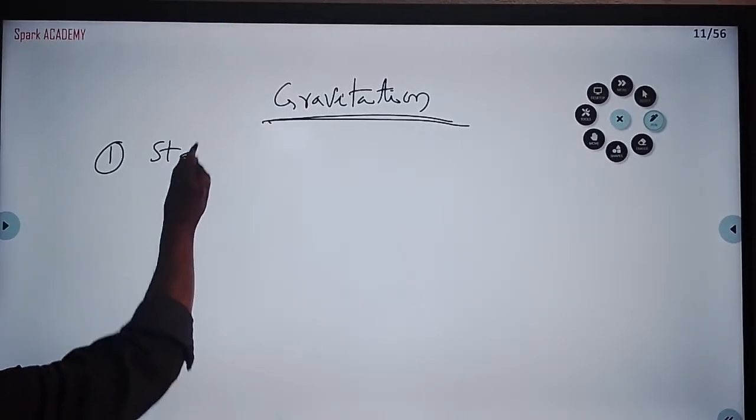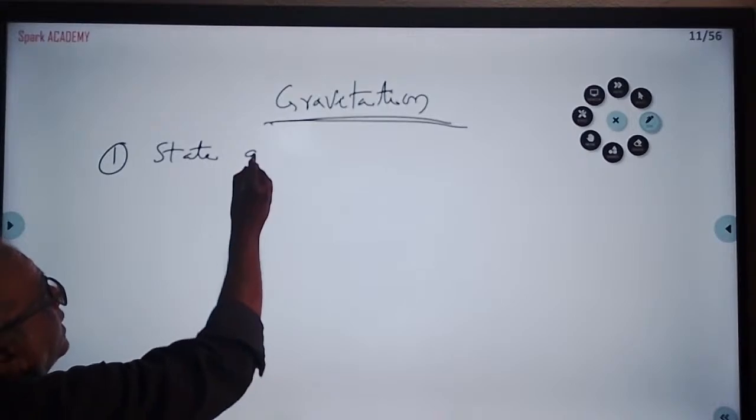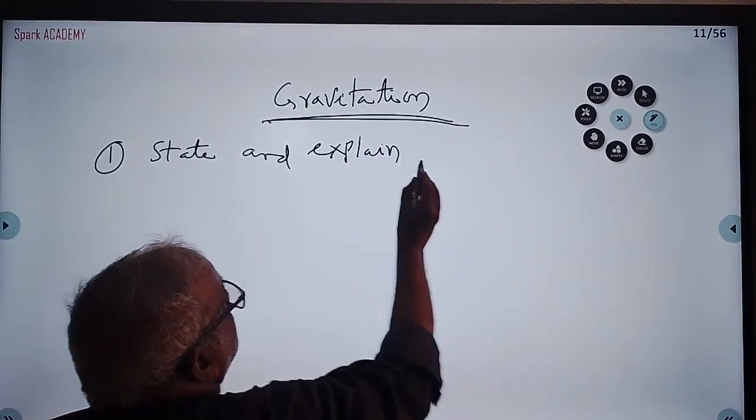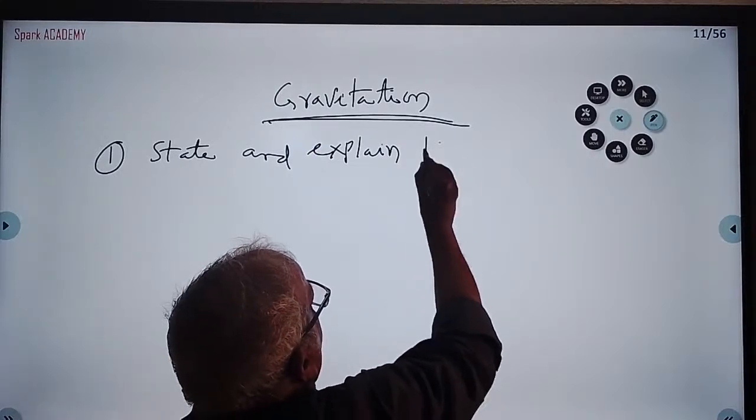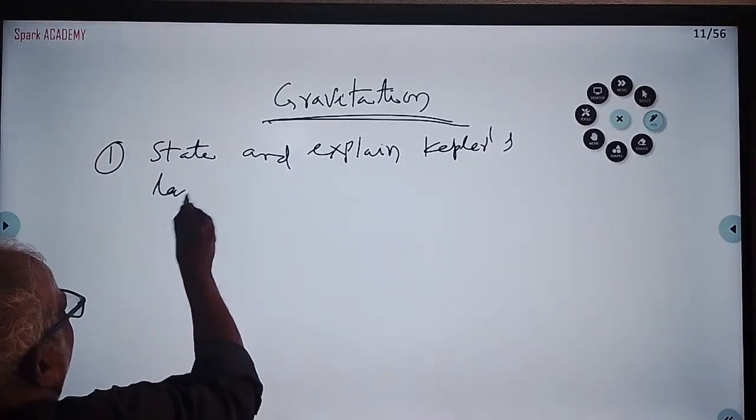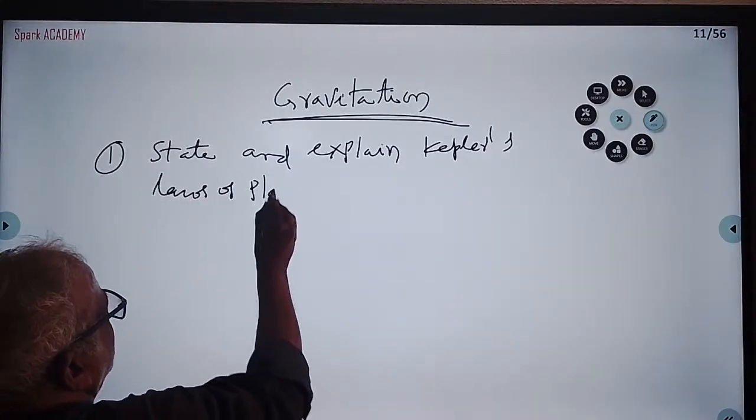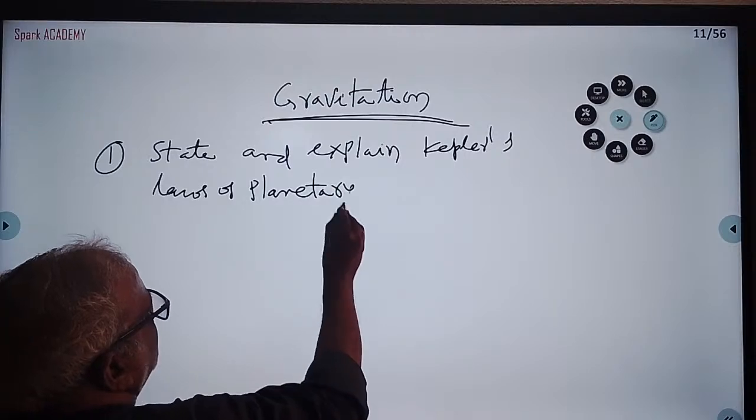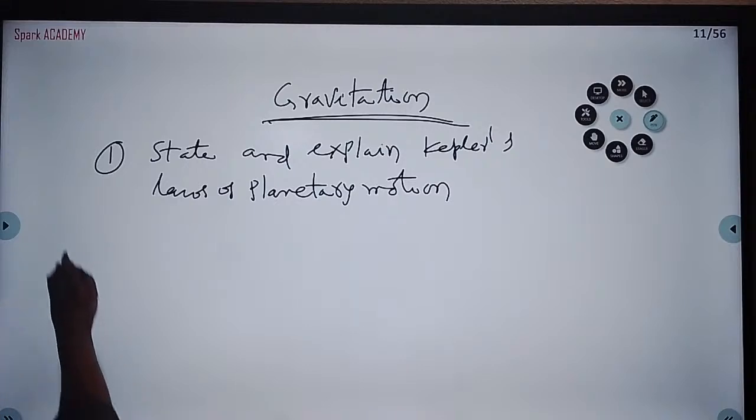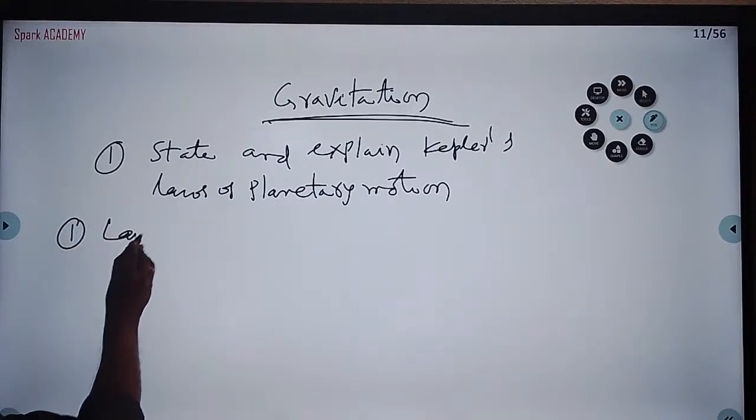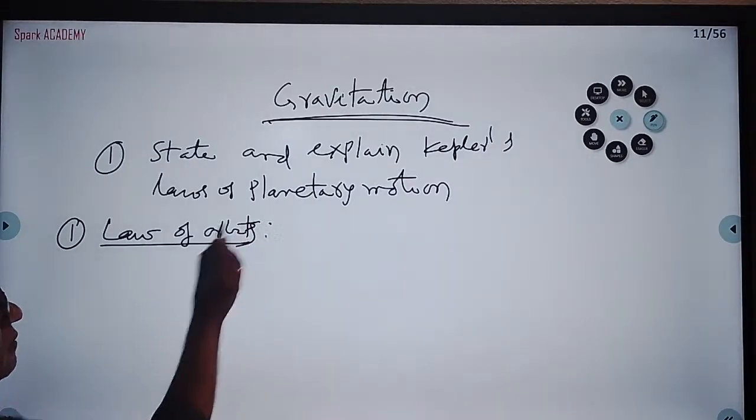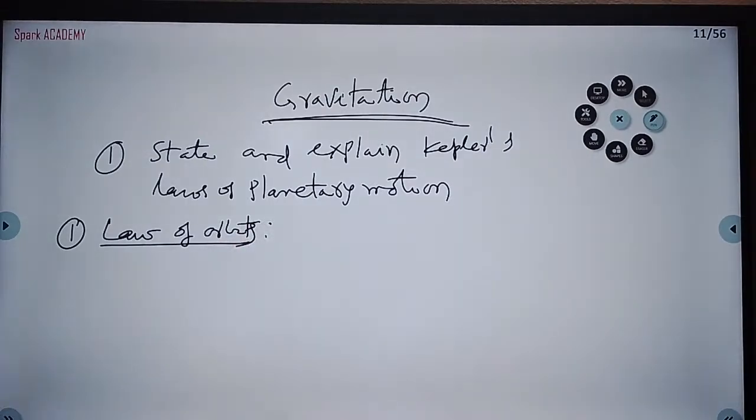This is very important, one question will come. State and explain Kepler's laws of planetary motion. They ask this question a number of times. There are 3 laws. First, law of orbits. The first one is called law of orbits.